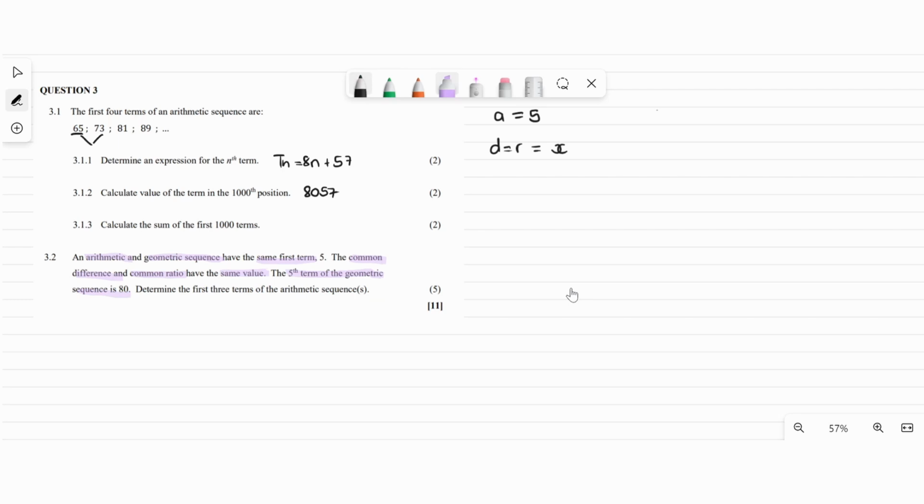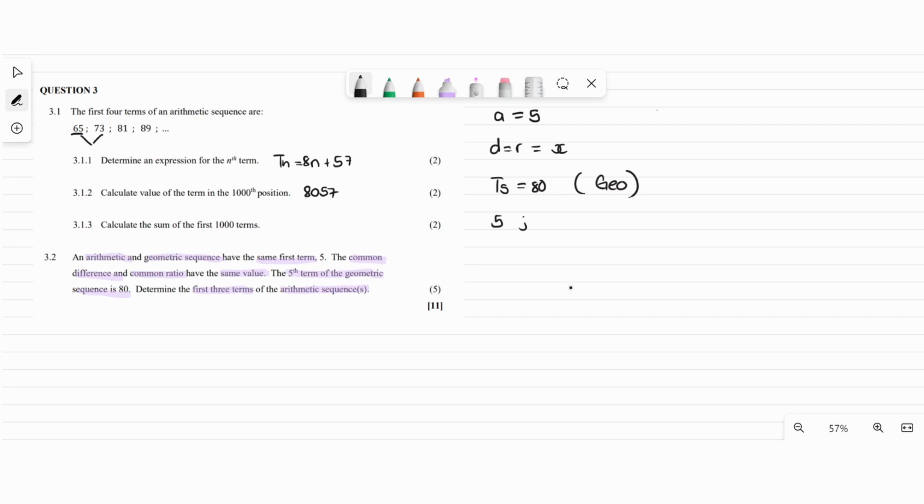So we know that from the geometric series, T5 is equal to 80, and in brackets I'm going to say geo. And they want us to determine the first 3 terms of the arithmetic sequence. So I need to set up a geometric and arithmetic sequence. So let's do that. For the arithmetic, I'm going to say 5, which is the first term. Then you know that to find the difference, you need to take the second term minus the first term. So now we're going to add the difference.